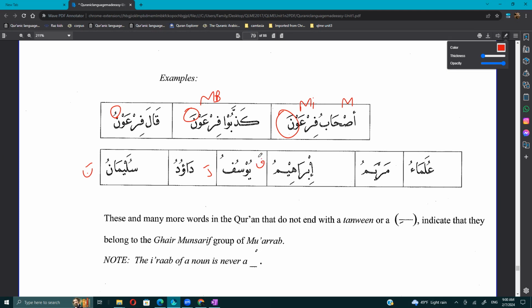Why? Repeat again. It is because it's ghair munsarif. It is partly changeable. I'm asking you again and again so that the word remains, so it's easy for you to memorize. That's why I'm asking you to say ghair munsarif again and again. Don't get irritated by me asking the same question again and again. Can you check the chat box, please? Yes, sister.